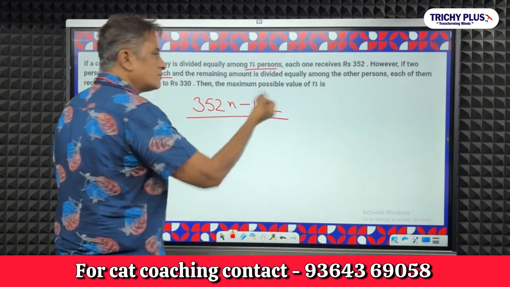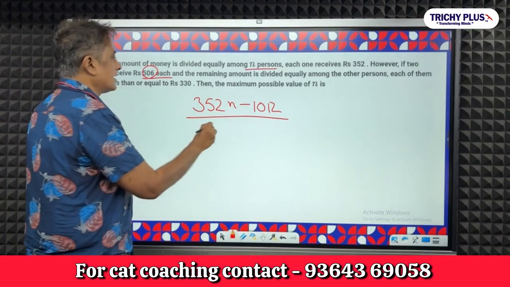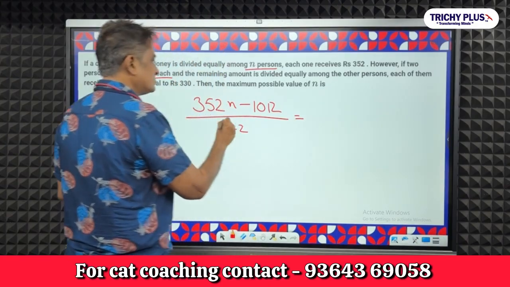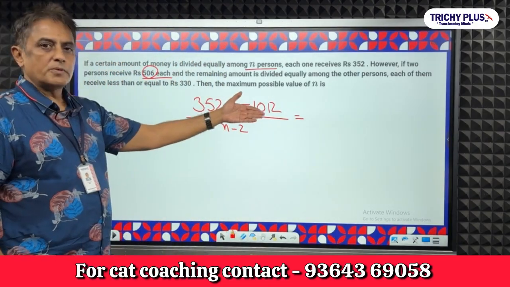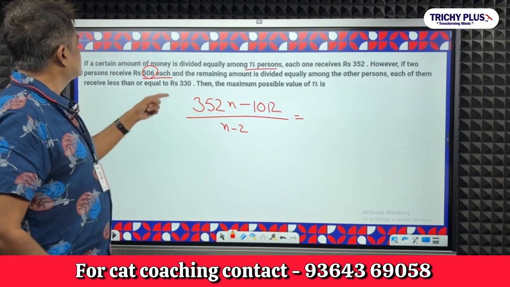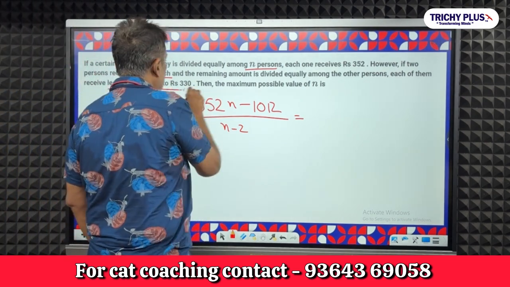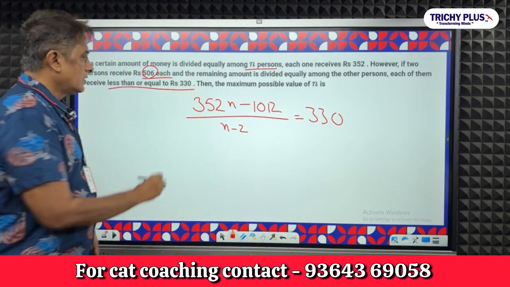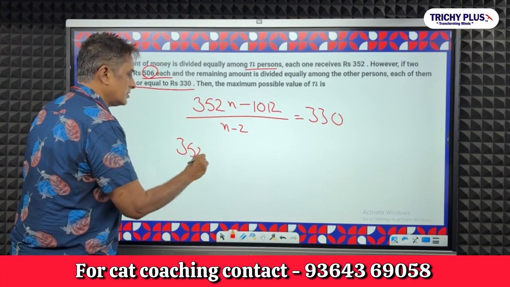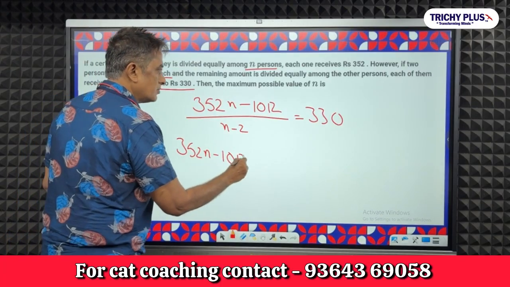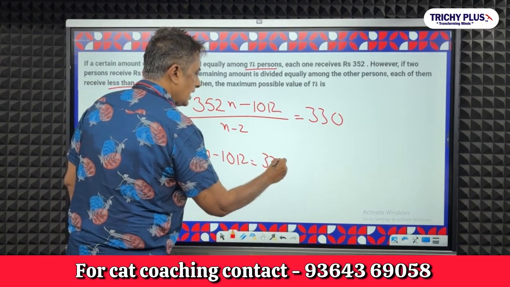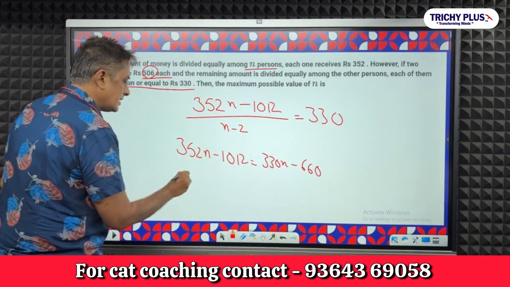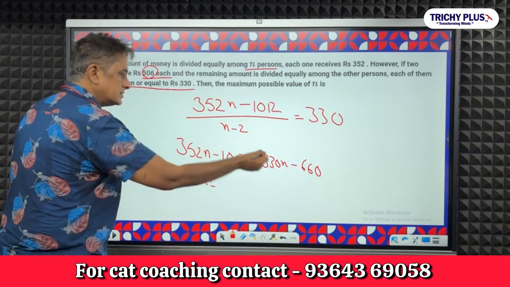Because of this, the balance people are getting, so the balance is how many people? From n, 2 people gone, so n minus 2 people, and each is getting less than or equal to 330. I take equal to 330. Let me see if I get the answer over here. So I have to do a cross multiplication. 352n minus 1012 is equal to 330n minus 660. I take it to this side. 22n is equal to how much?